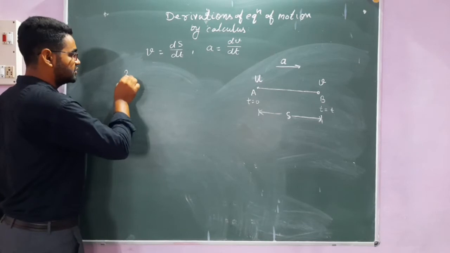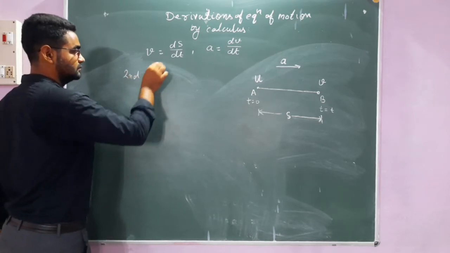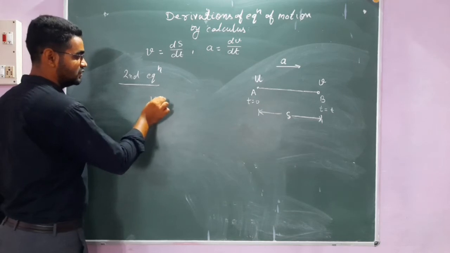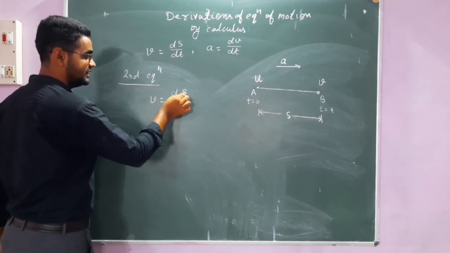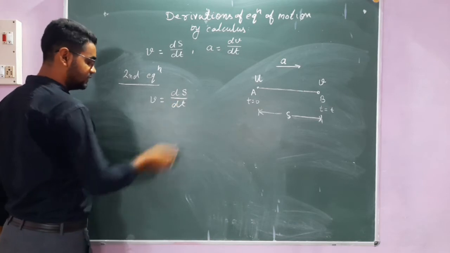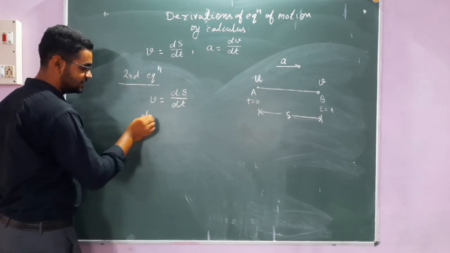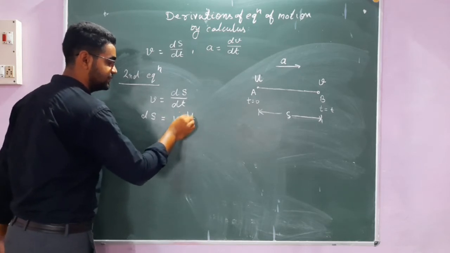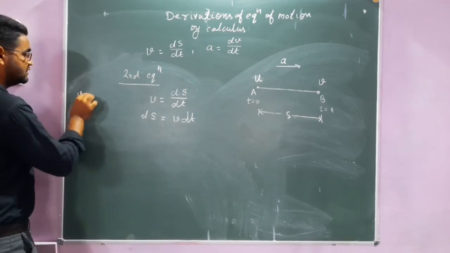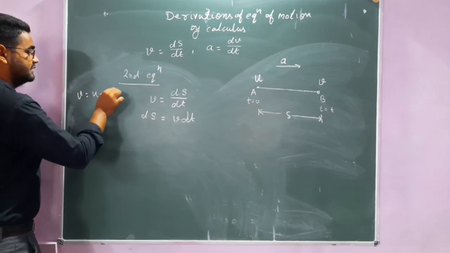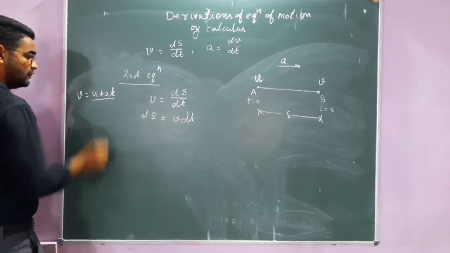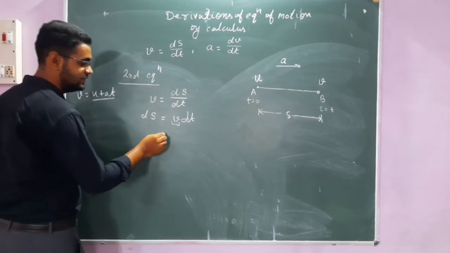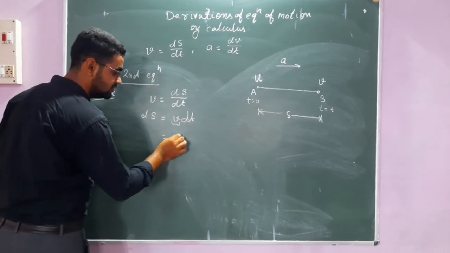Now for the second equation, we know that v is equal to ds by dt, or we can say that ds is equal to v dt. From equation 1 we have v is equal to u plus at. So from equation 1 we can place v as u plus at.